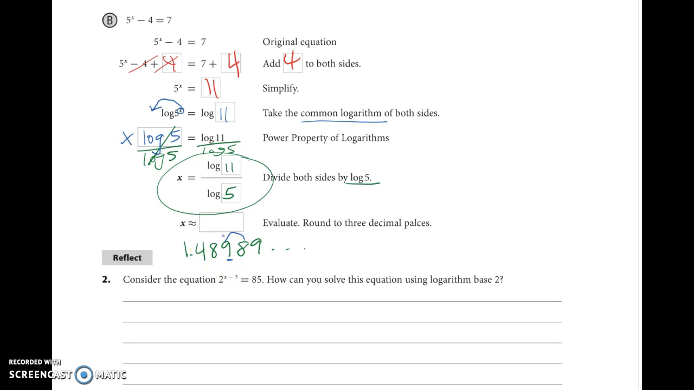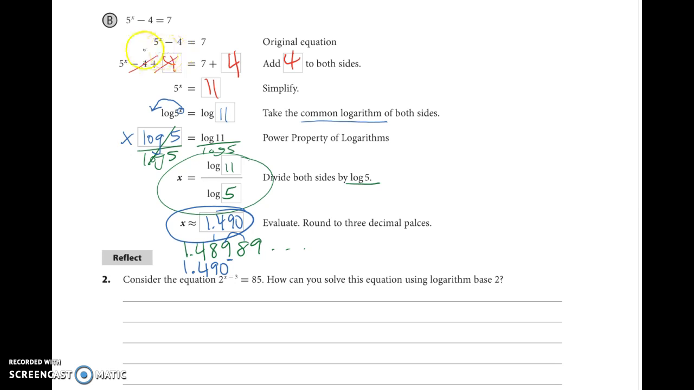If I round this up, that's going to be a 0, which rounds this to 9. So I get 1.490. Okay. Now the beauty of math is that you can do this a lot of different ways.